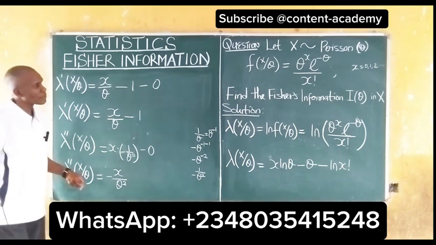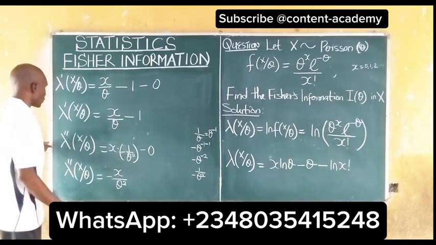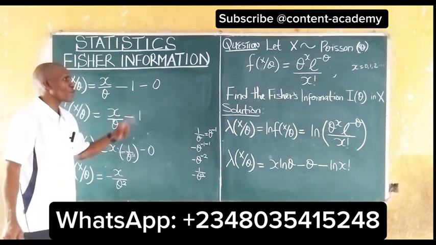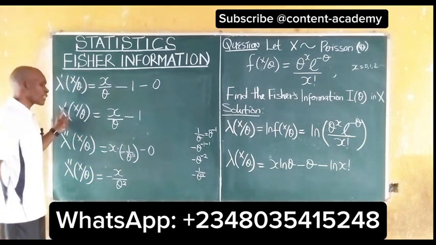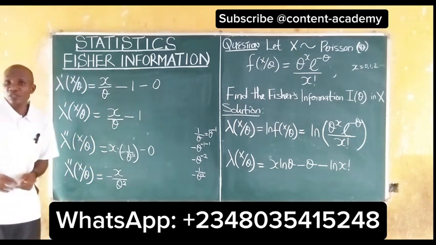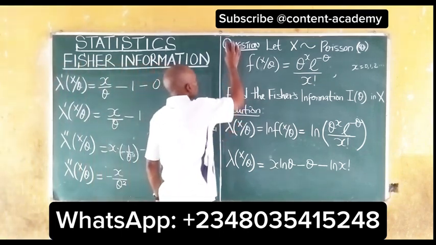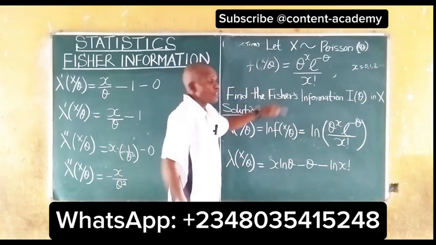Now, what does this mean? It means that this will enable us to find the Fisher information for the Poisson distribution for the first derivative and for the second derivative. So we move over to this side of the board to do that.